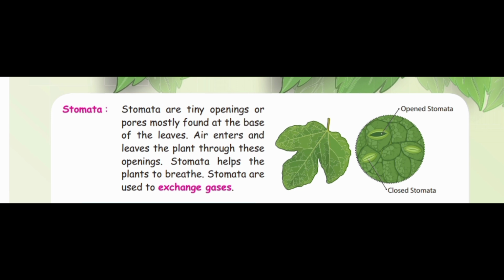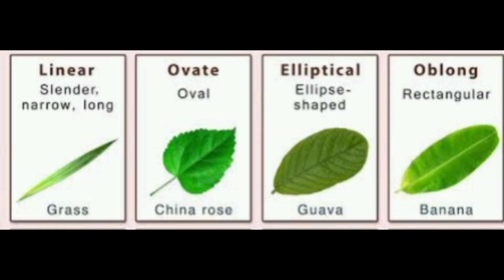Stomata are used to exchange gases. We take in oxygen and leave out carbon dioxide as humans, but plants during photosynthesis take in carbon dioxide and leave out oxygen. That is why plants are very important on earth. In the picture they have shown open stomata and closed stomata. When they inhale or exhale they open and close automatically.